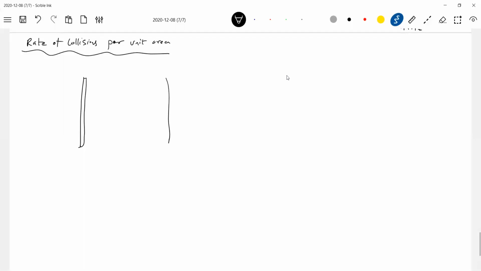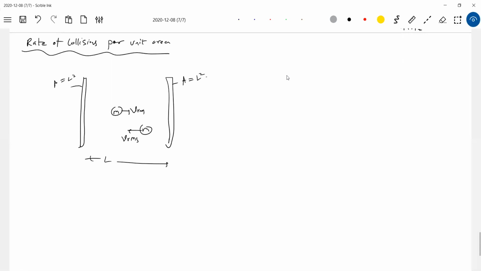Let this be the wall of the container, with area of cross section L square. Let's assume the molecule is moving with a speed VRMS. It will rebound. If the speed of a molecule is more than VRMS, then its X component of velocity can be equal to VRMS. Do I agree? All the collisions are elastic.